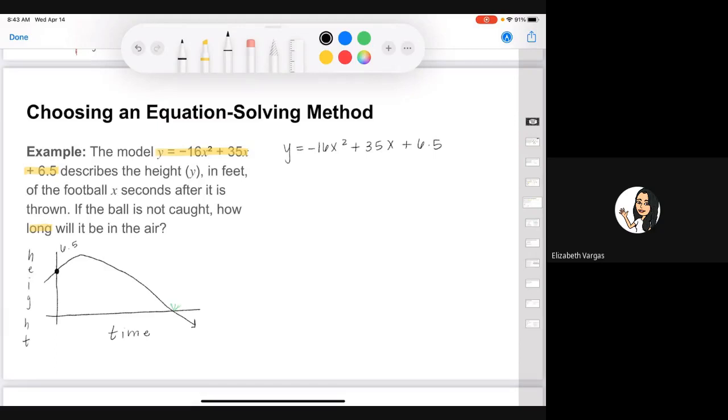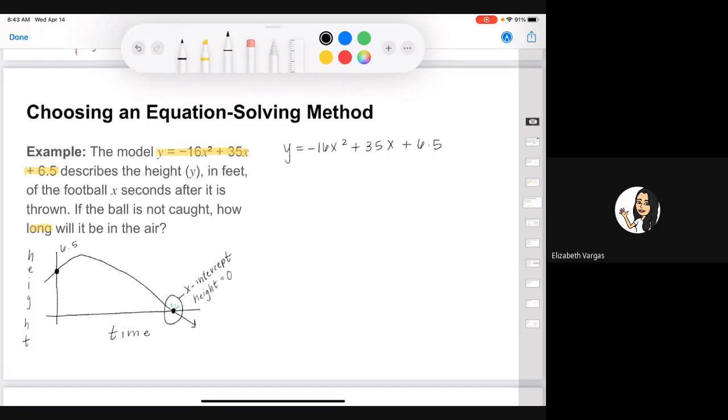Okay, so what I'm looking for is how long will it be in the air if it's never caught? So once it hits the ground, how long will it have been in the air? Well, what you'll notice is that point that represents how long it'll be in the air represents our x-intercept, where our model crosses the x-axis. So what we're going to look for here is what is our time when our height is officially equal to 0 when it hits that ground.